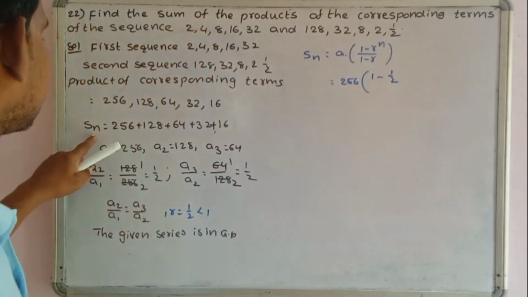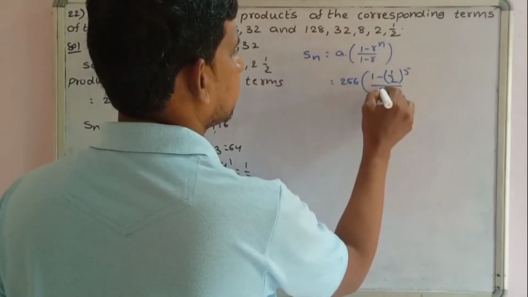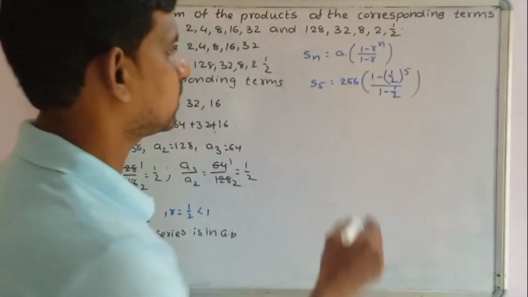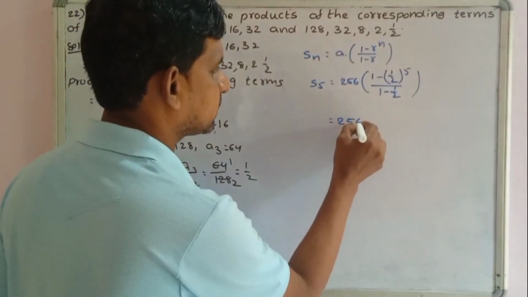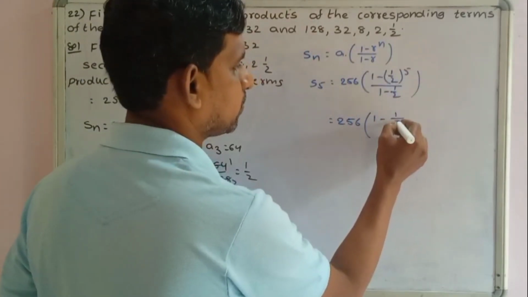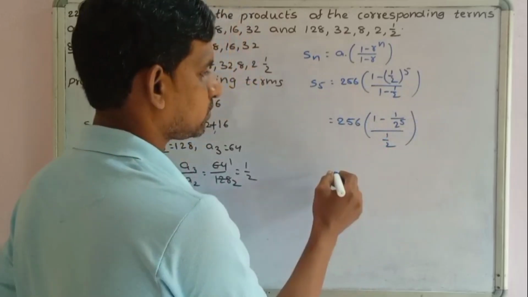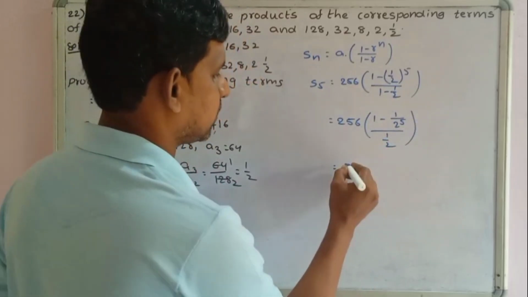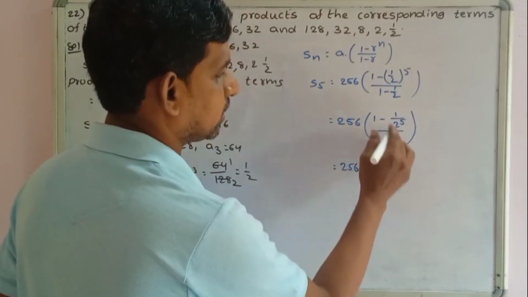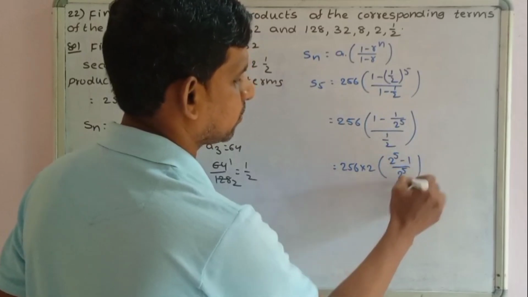Here how many terms are there? 1, 2, 3, 4, 5. So power 5, by 1 minus 1 by 2. Okay, this is S5, the sum of 5 terms. So that equals 256 into 1 minus (1 by 2) power 5, by 1 minus 1 by 2, which is 1 by 2. Transposing the 2 to the left side, the numerator is multiplied by 2: 2 power 5 minus 1, divided by 2 power 5.